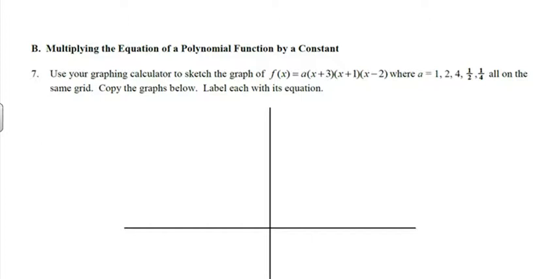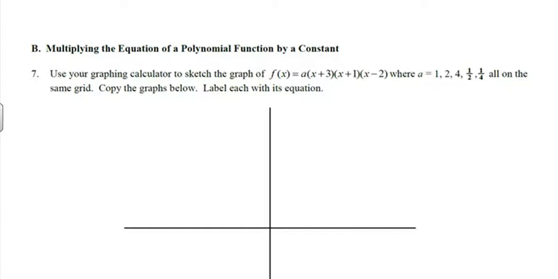Okay, multiplying the equation of a polynomial function by a constant. Use your graphing calculator to sketch the graph. Oh, no, decimals come in real handy here. F of x where a equals a half, 1, 2, 4, a half, a quarter, all on the same grid. Copy the graphs below, label each with its equation.